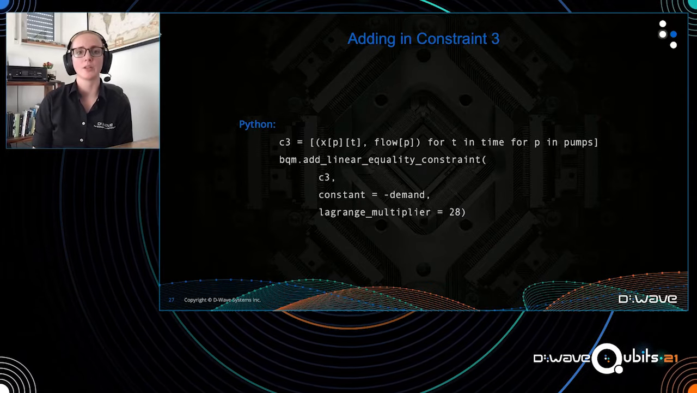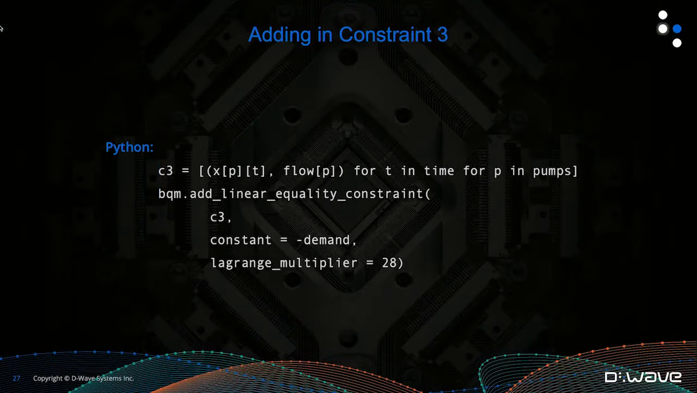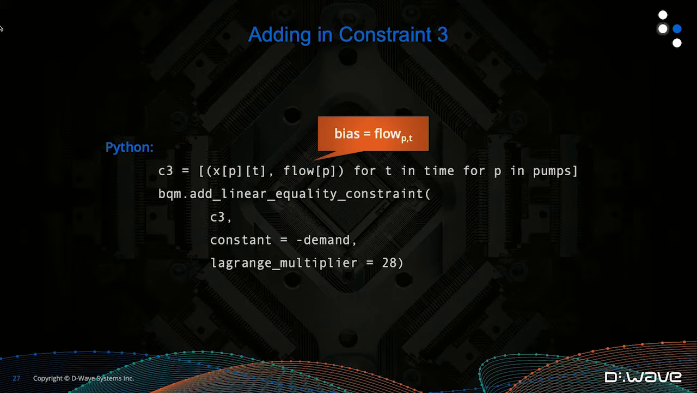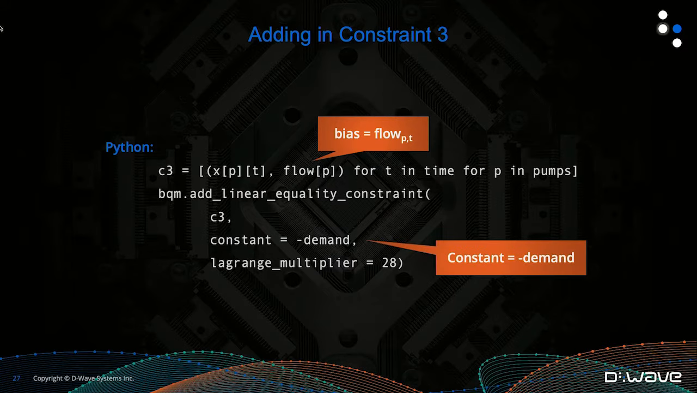Now, if we go over to the code, here we're going to see a really similar thing where we're summing up over all of the time slots over all of the pumps. We're adding up everything that was in that table. And we have our bias, which is this flow value. And we've got, again, our binary variables. And then here with this add linear equality constraint, I'm going to use that constant equals negative demand. And again, I can put in a Lagrange multiplier or a label if I want to. So lots of different functions here to help you build up that binary quadratic model so that you don't have to do all of that math and converting that we used to have to do.